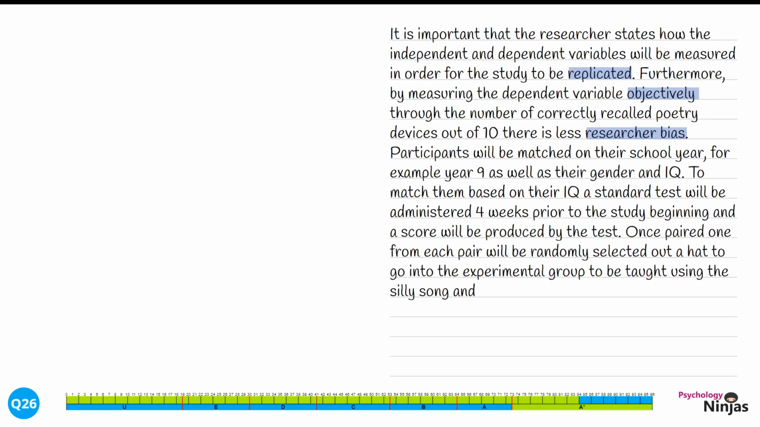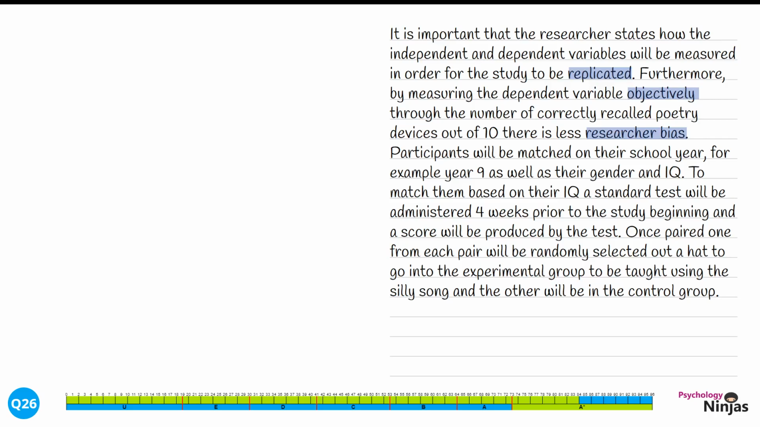Participants will be matched on their school year, for example Year 9, as well as gender and IQ. To match them based on their IQ, a standard test will be administered 4 weeks prior to the study beginning, and a score will be produced by the test. Once paired, one from each pair will be randomly selected out of a hat to go into the experimental group to be taught using the silly song. The other will be in a control group.